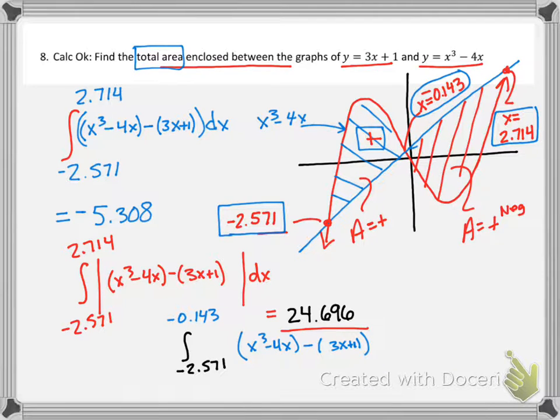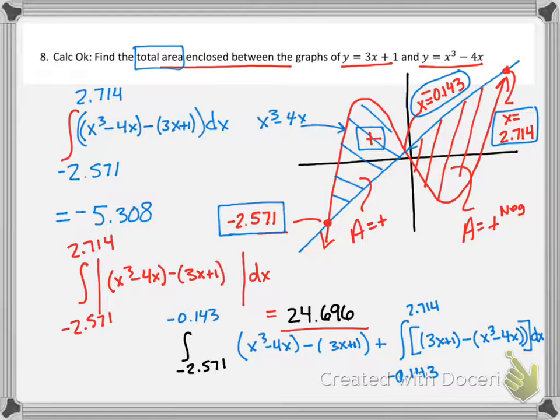And we would set up a second integral from negative 0.143 to the upper limit of 2.714. But in this case, the line is now the upper curve, and so 3x plus 1 would come first, and we would subtract, in parentheses, x cubed minus 4x for the second graph.